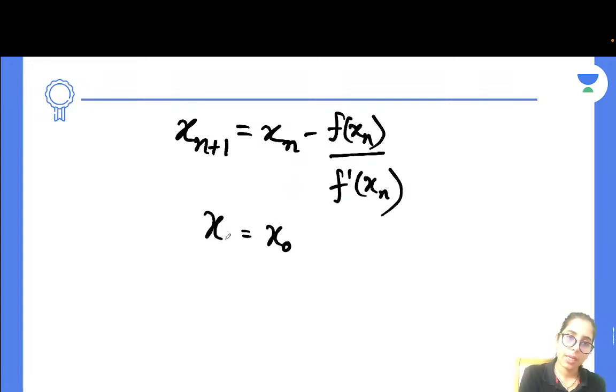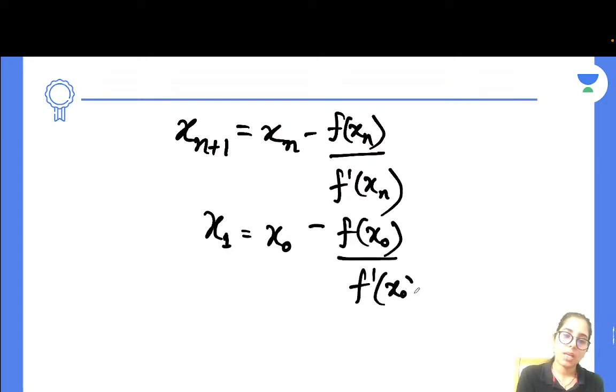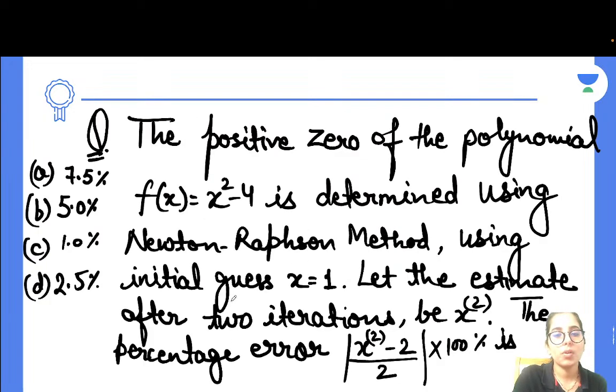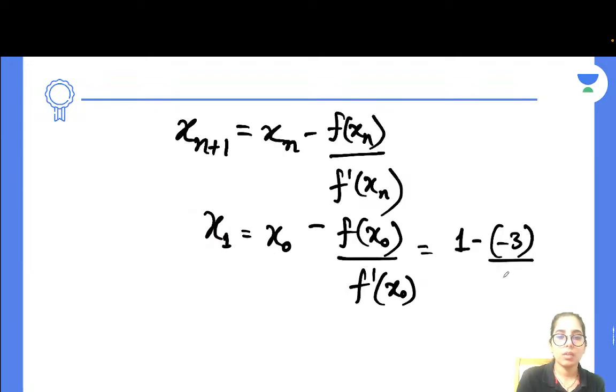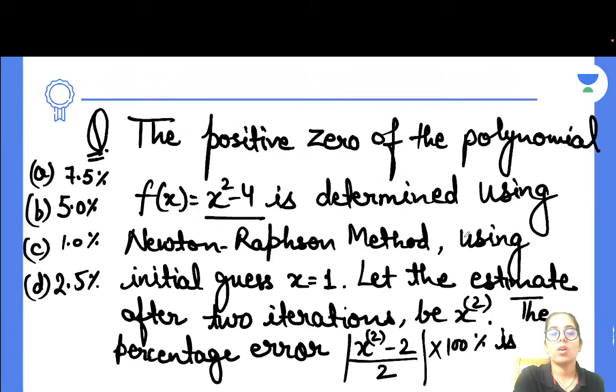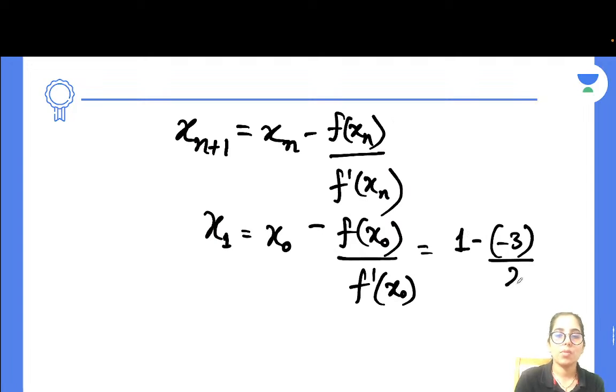If I want to find x1, that will be x naught minus f of x naught divided by f dash x naught, right? This will give you the first iteration, but the second iteration will be found after this. So 1 minus, if you see this value, minus 3, you will get the function's value at x equal to 1. So 1 squared minus 4, which is negative 3. Negative 3 over f dash x naught, which is 2x, and that is 2 times 1, which is 2. So which is going to be 5 over 2. From here you will get this.